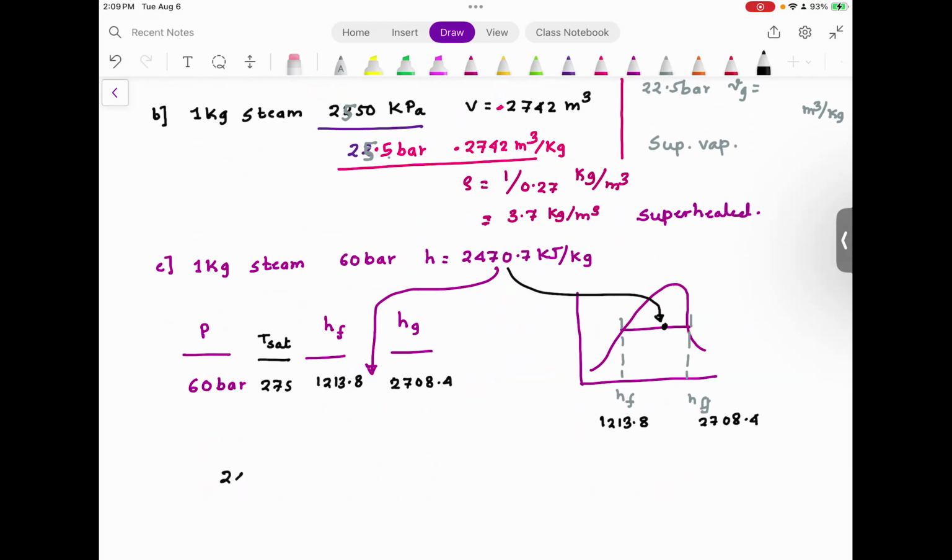So 2470 is equal to 1213.8 plus the quality factor or the dryness fraction times the difference. Solve this equation and tell me the value of X. So this is a wet steam. 0.8. Yeah.